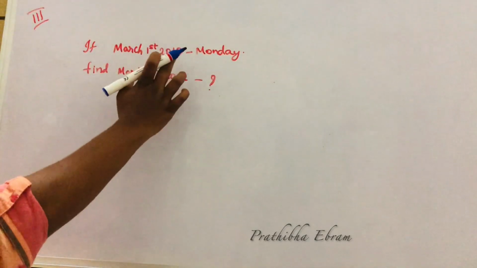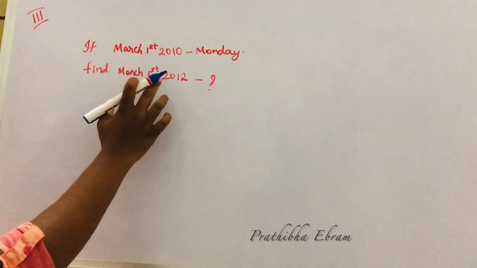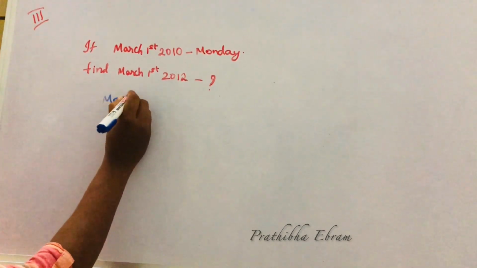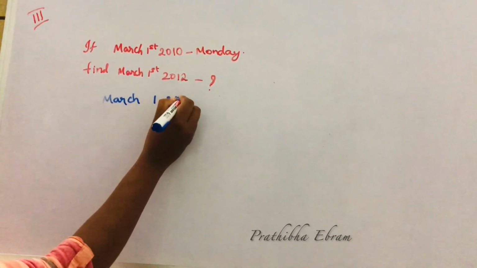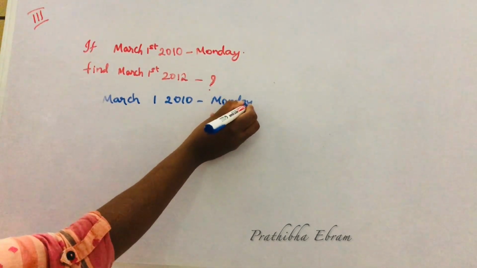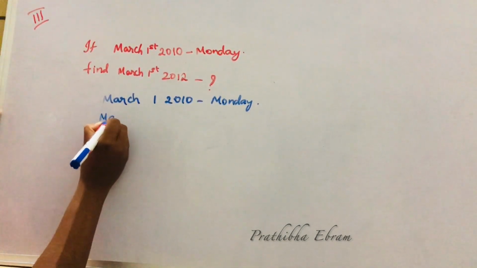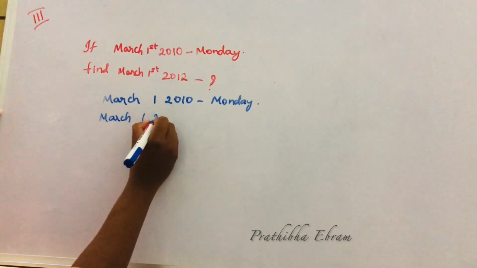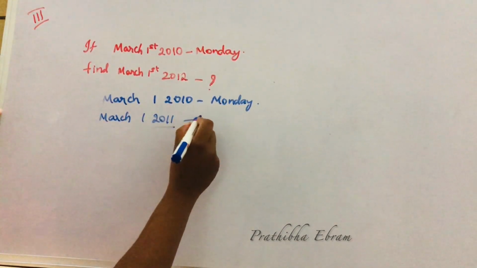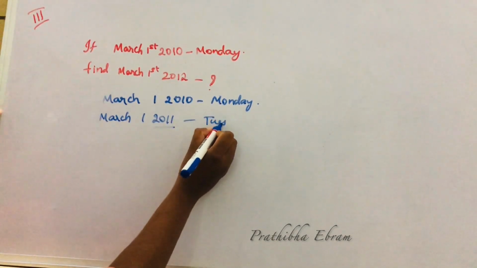If March 1st, 2010 is Monday, find March 1st, 2012. Okay? Now, what did they give? March 1st, 2010 is Monday. Okay? Now, March 1st, 2011. This is not a leap year, so immediately we can write it as Tuesday.